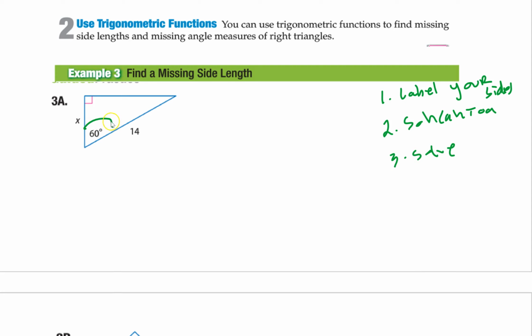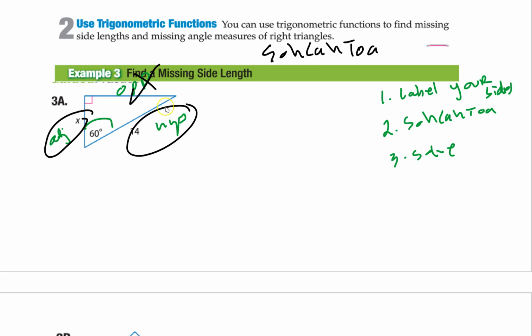So here's my angle. This is opposite. This is the right angle, so hypotenuse. This is adjacent. I'm going to write SOHCAHTOA because that thing's amazing. Now look at what we have. I don't have anything for the opposite, so that's gone. I do have adjacent and hypotenuse. Look at SOHCAHTOA. Which one is adjacent hypotenuse? CA. So we're going to use cosine for this one.